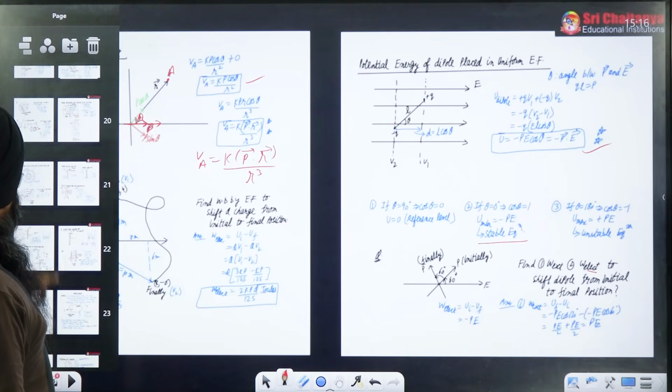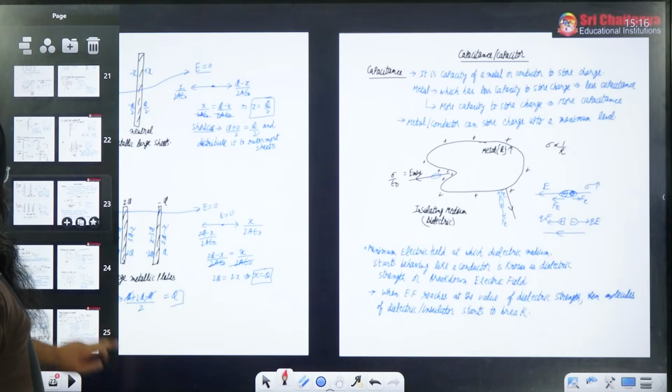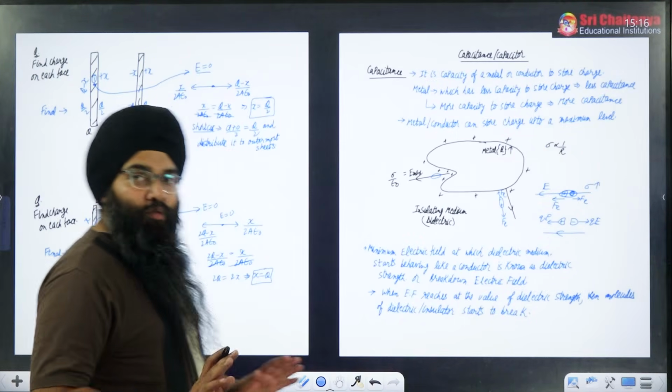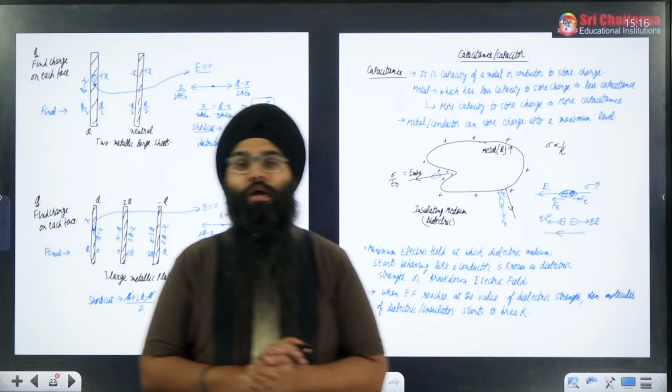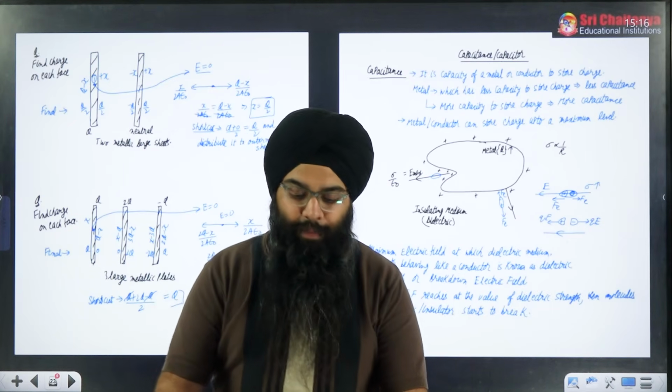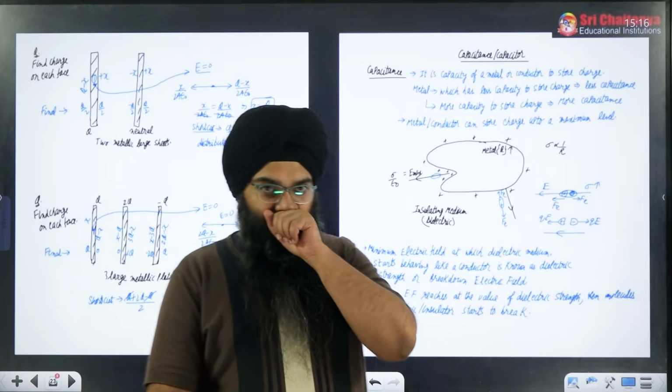So with this we have completed the concept of potential. The potential part is over for us. The potential energy part is completely over for us. Now let me discuss the concept of capacitance and capacitors.